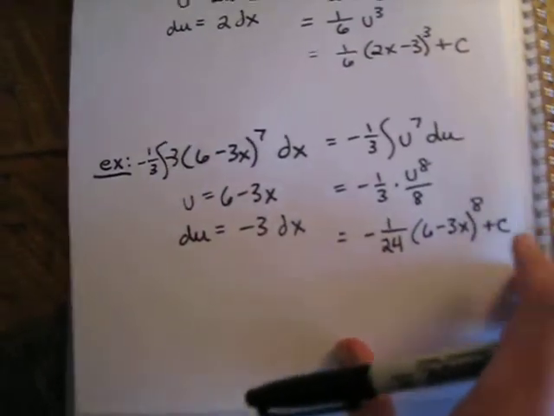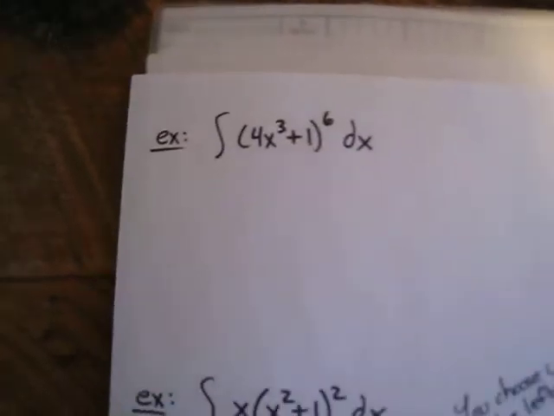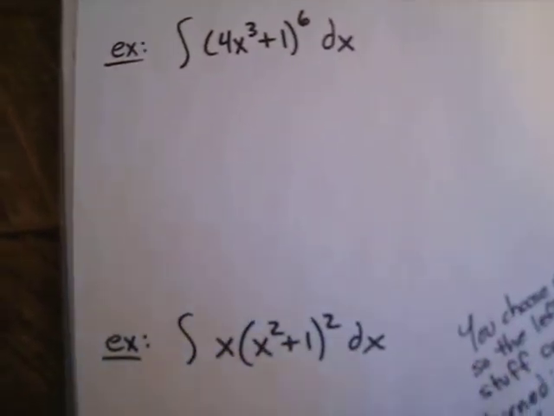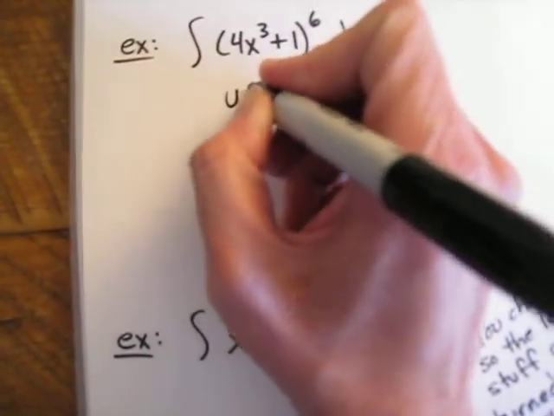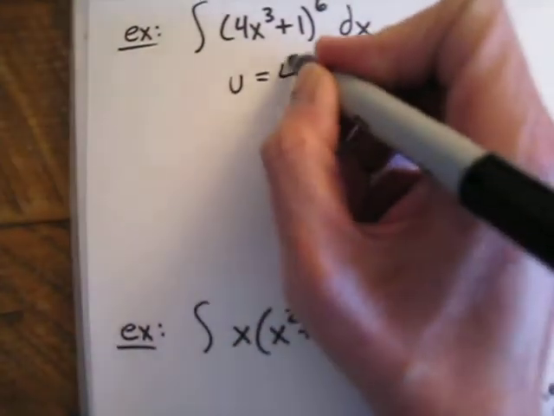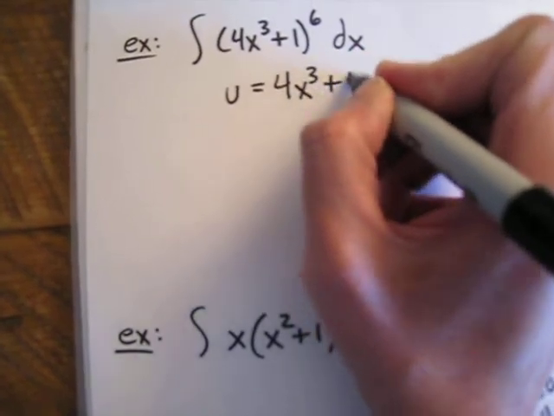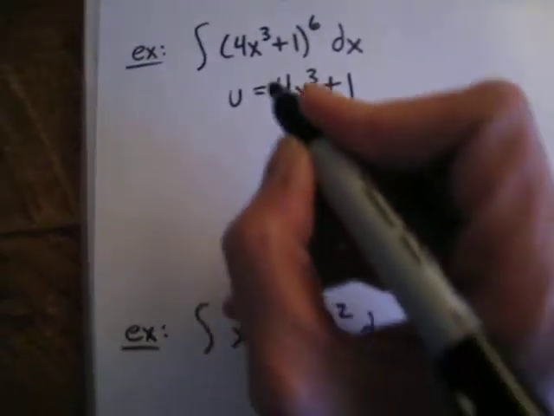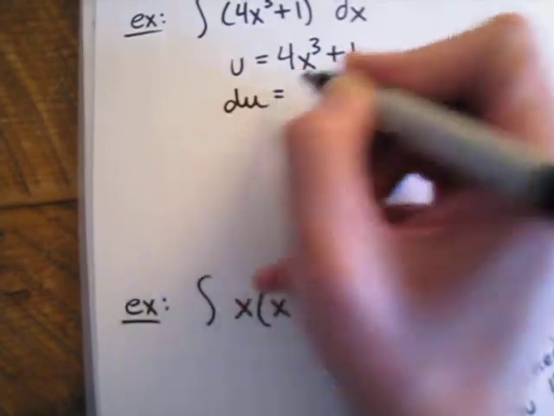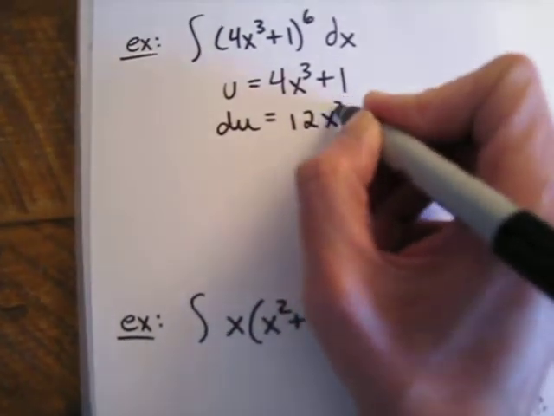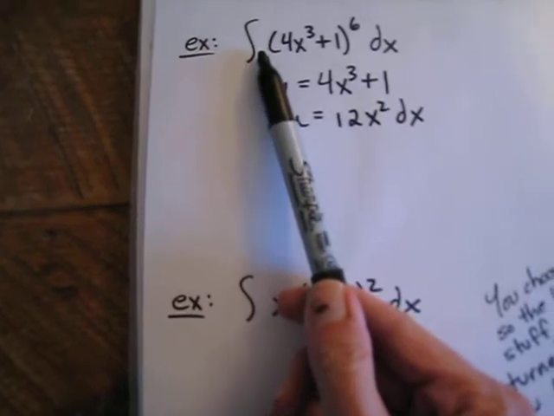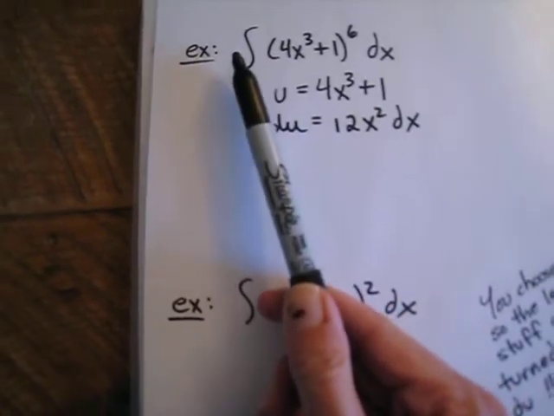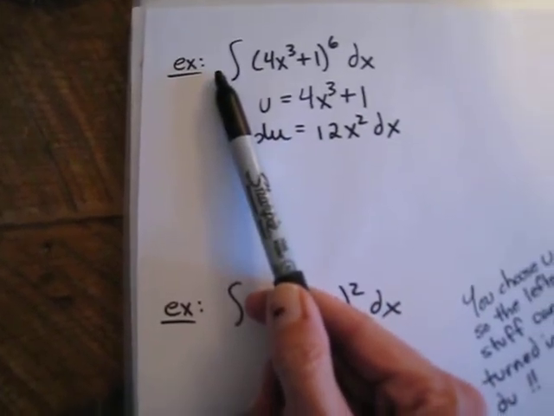All right, let's try another. Now suppose you have the integral of (4x cubed plus 1) to the 6th dx. You would assume that it's a good idea to let u be 4x cubed plus 1 based on our last two examples. But if you do that, du is going to be 12x squared dx. Now that would involve inserting a 12x squared and a 1 over 12x squared.